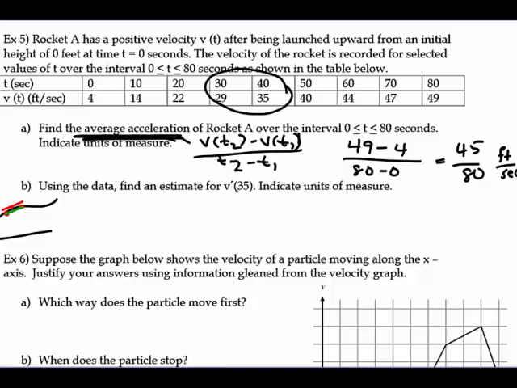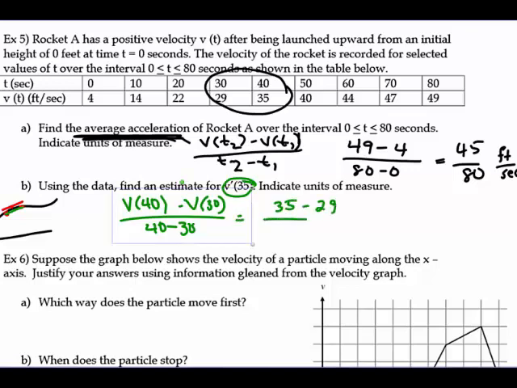So if you ever want to find an estimate for a derivative, what you really need to think about is the fact that that's really just slope. And so you find the slope, you do what we call hug the point. You find the slope between a point a little bit above and a little bit below. So v prime of 35 is going to be v of 40 minus v of 30 over 40 minus 30, which is going to be 35 minus 29 over 10, which is going to be 6/10. And this is an estimate for the rate of change of velocity, so this is going to be feet per second squared again.